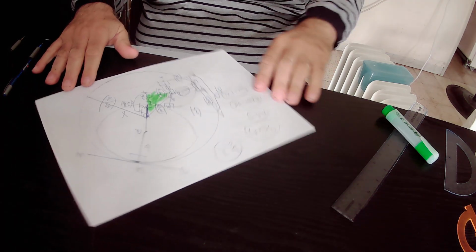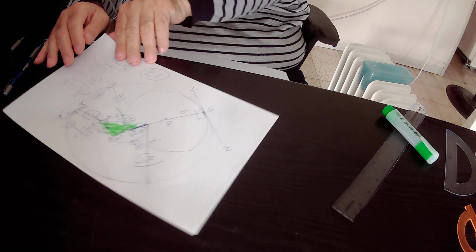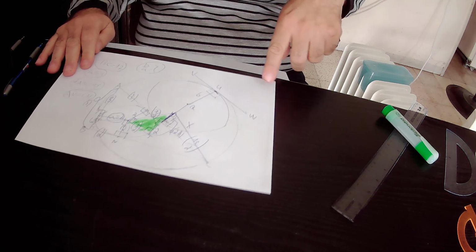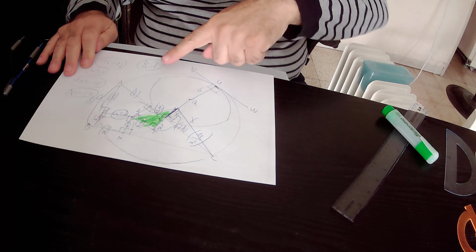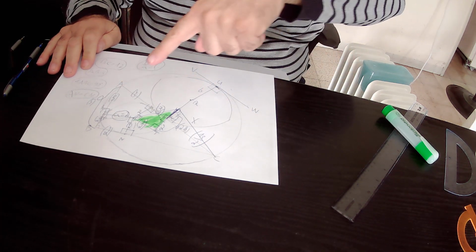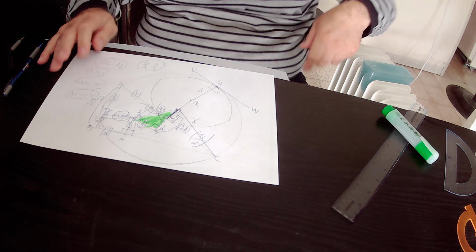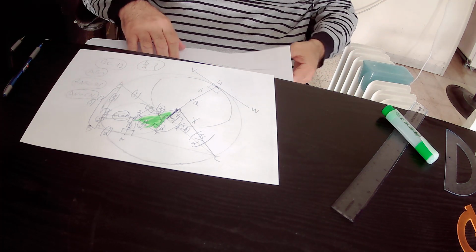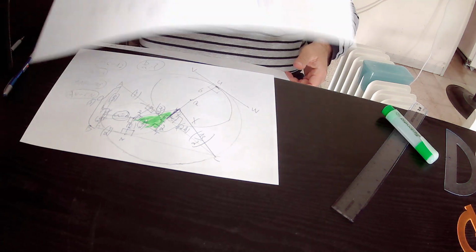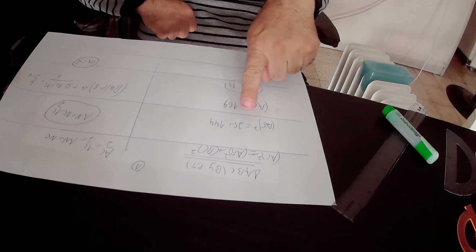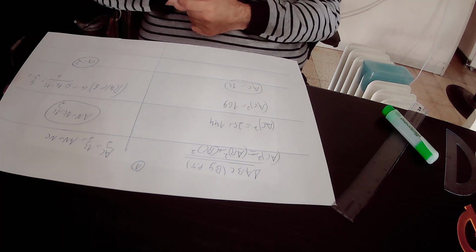So first of all, we implemented the Pythagorean theorem on the right triangle ABC. According to the Pythagorean theorem, AC squared equals AB squared plus BC squared.